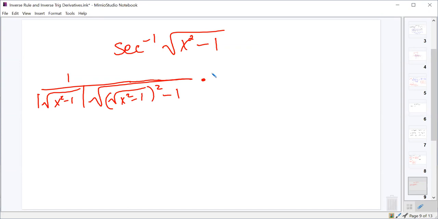And for that one, we should use the chain rule, which should be 1 over 2 root x squared minus 1 times the derivative of x squared minus 1, which is 2x. Everybody good with that? Any questions on that? That's the chain rule within the chain rule on this inverse trig function. So it's a little complicated, but.